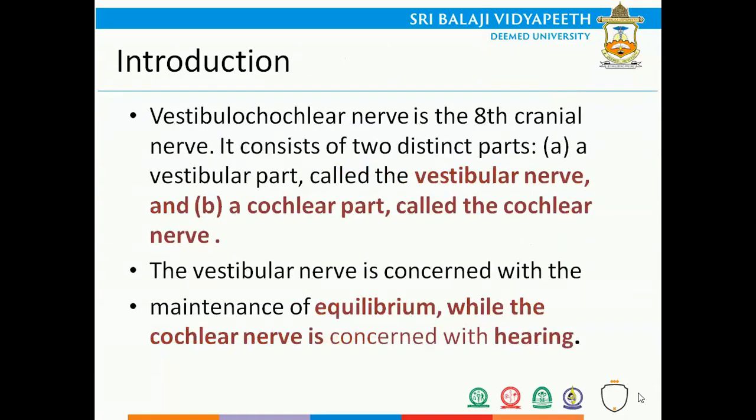So the vestibulocochlear nerve is the eighth cranial nerve, and it consists of two distinct parts. The first one is the vestibular nerve, the second is the cochlear nerve. So we divide the vestibulocochlear into two segments, vestibular and cochlear. The vestibular nerve is concerned with the maintenance of equilibrium, while the cochlear nerve is concerned with hearing.